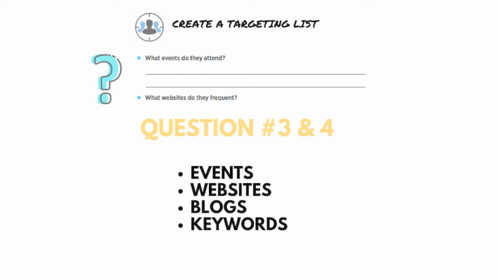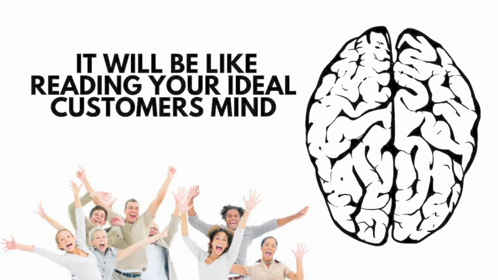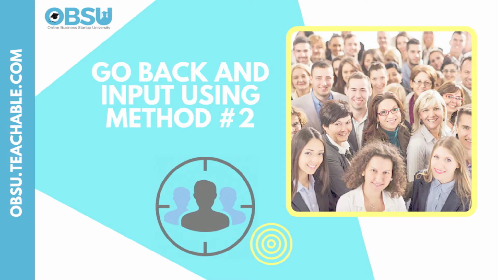For instance, the top 10 topics, phrases, websites, and blogs are going to give you a great idea of what your potential customer is dealing with, what they're thinking about, and what they're searching for. It's a ton of information. It will be like you're reading your ideal customer's mind. Then you could go back to method number 2 and actually use some of that info in Facebook's search bar in the same fashion.